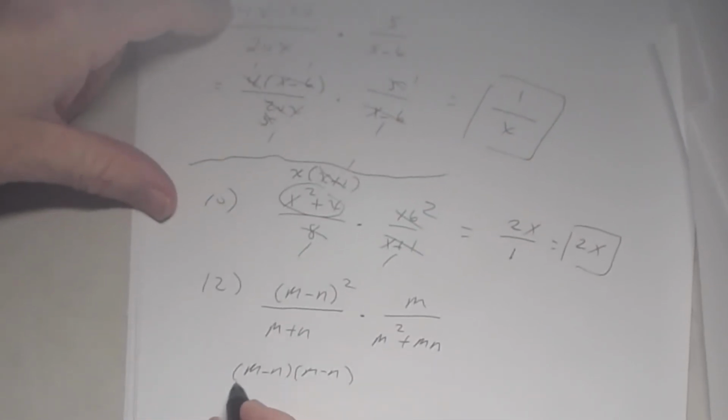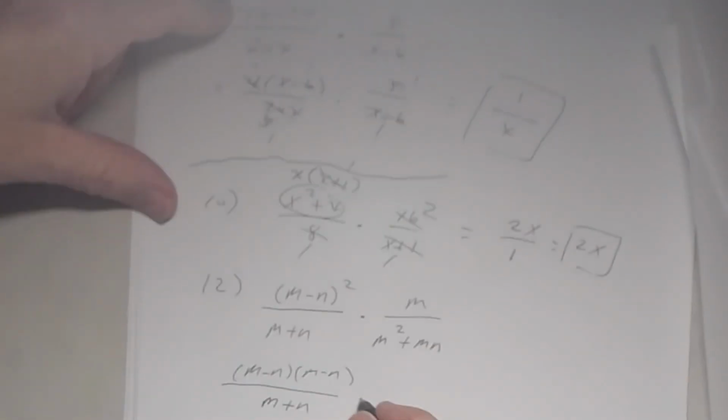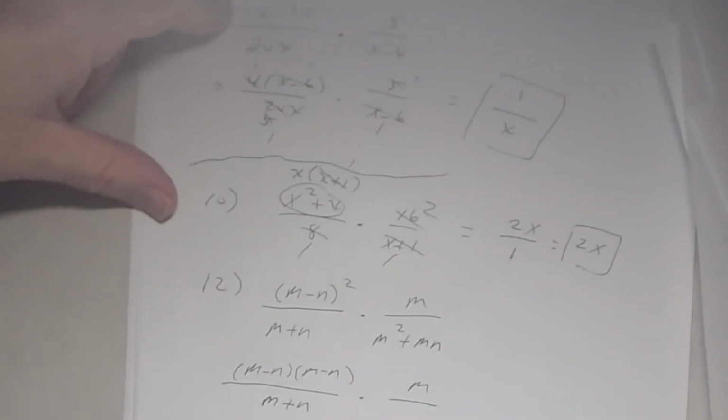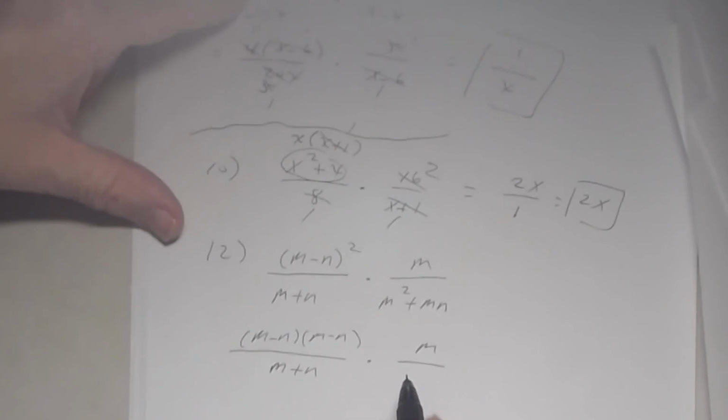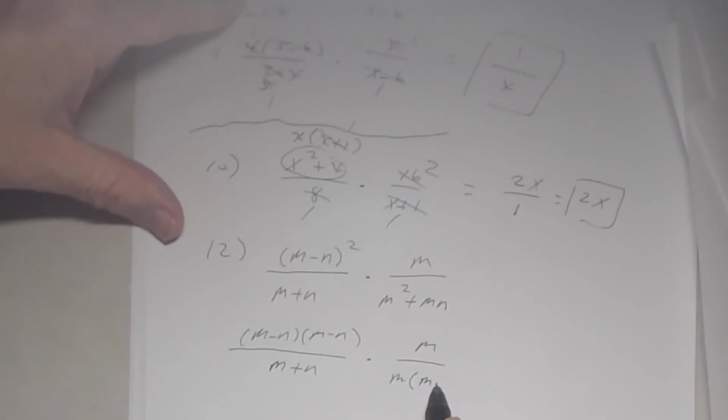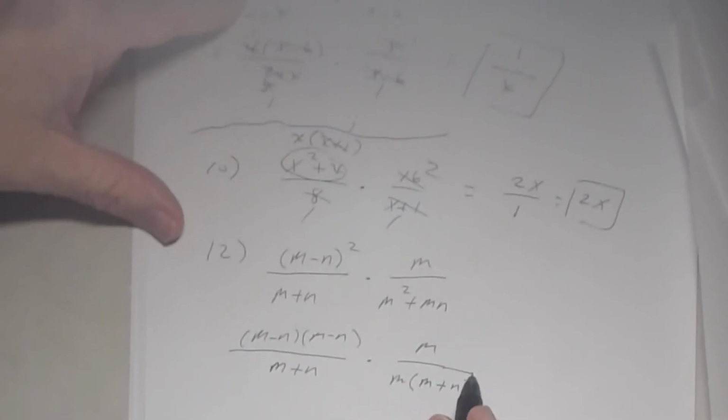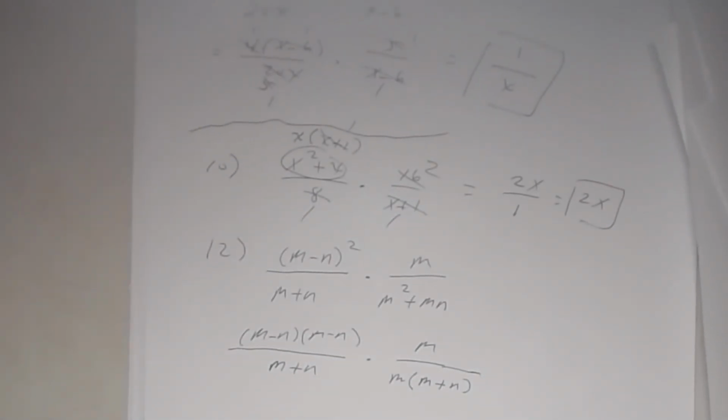The denominator, can I factor it? Is it m plus n? No. The numerator is a monomial, just rewrite it. The denominator, how can I factor that? M times m plus n. Okay. All right.